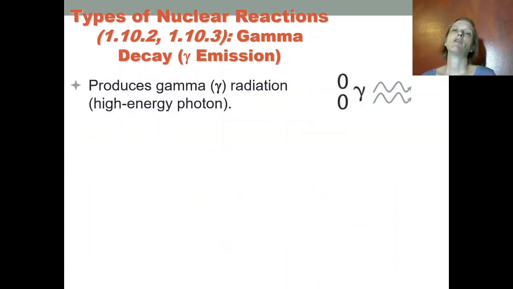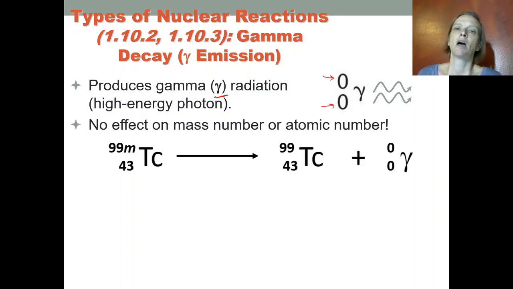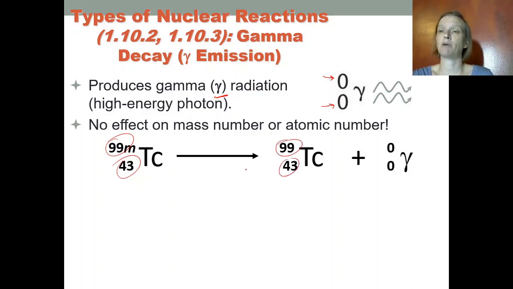The third type of nuclear reaction or nuclear decay that you need to know about is a gamma emission. This is the Greek letter gamma, and gamma radiation is a high energy photon. It doesn't have any mass, and it doesn't do anything to the atomic number. So here we have technetium with a mass of 99 and an atomic number of 43, and we end up with technetium with a mass of 99 and an atomic number of 43. We haven't changed either value, but we have released this gamma radiation.